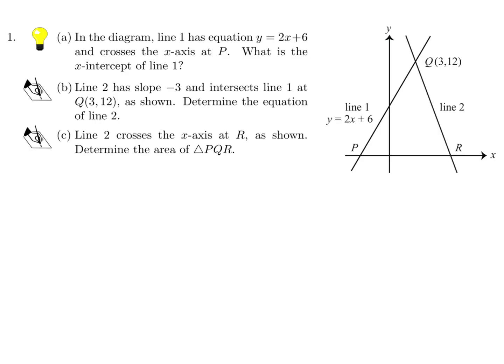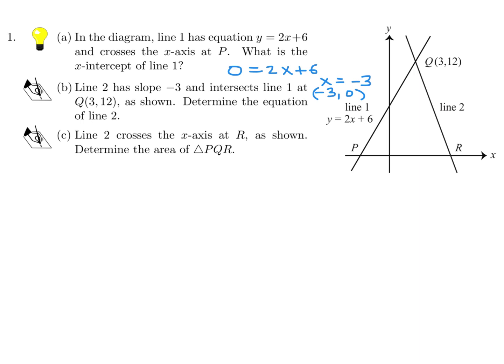In the diagram, line 1 has the equation y equals 2x plus 6 and crosses the x-axis at P. What is the x-intercept of line 1? Okay, well, to find the x-intercept, you set y equal to 0. So you would set that equal to 0. And when you do and solve for that, you get x equal to minus 3. So the x-intercept is going to be minus 3, 0.